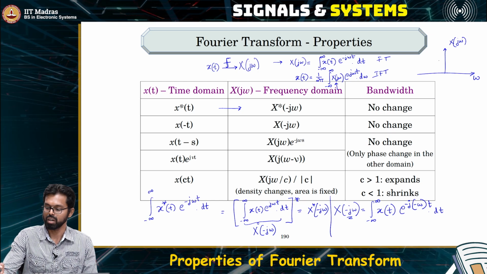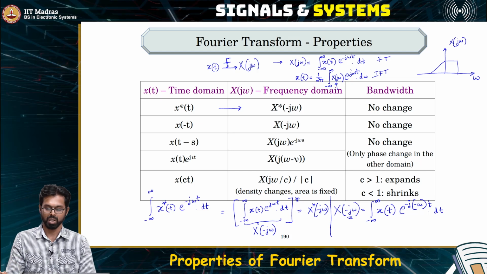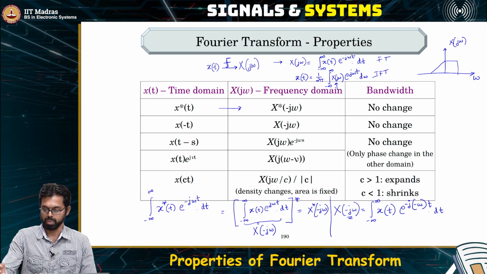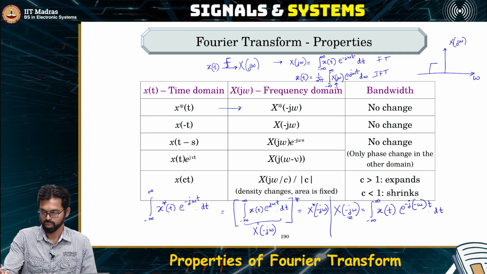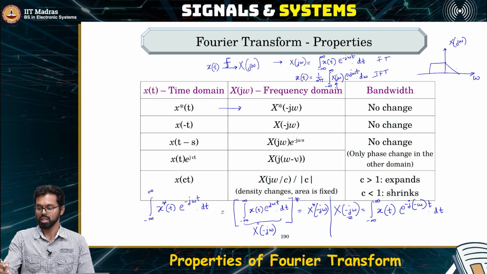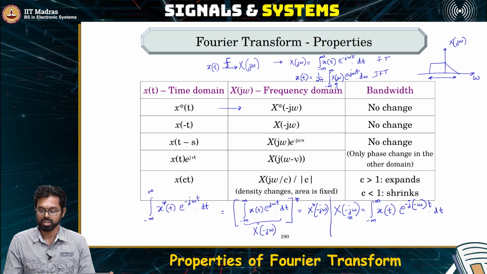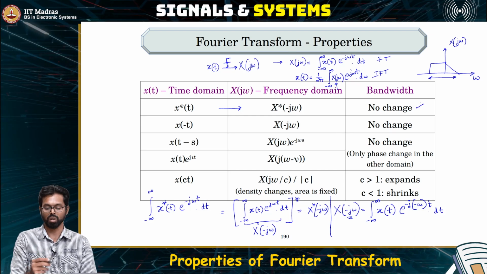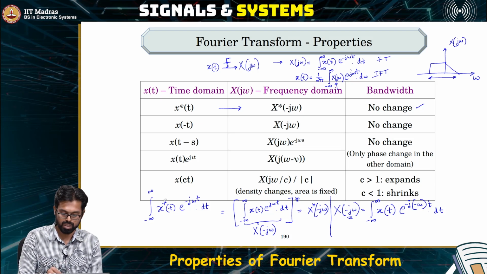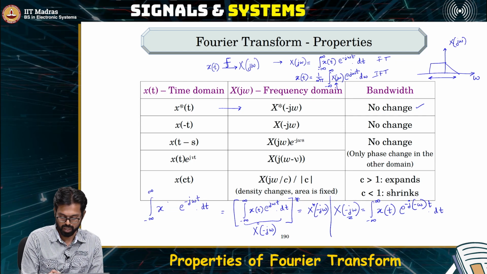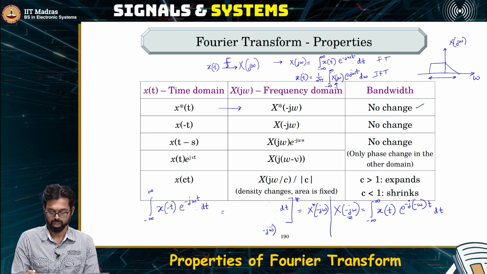Why does the bandwidth not change? So if we had a spectrum which looked like this, let us say the spectrum looked like this. Now after this conjugation operation, how would the spectrum look? Because there is a reversal in the frequency domain, the spectrum will reverse, but the length of the spectrum does not change. For this reason, there is no change in bandwidth when you take the conjugation in the time domain. Now what if we simply do a time reversal? That is, what if we try to compute x of minus t's Fourier transform?